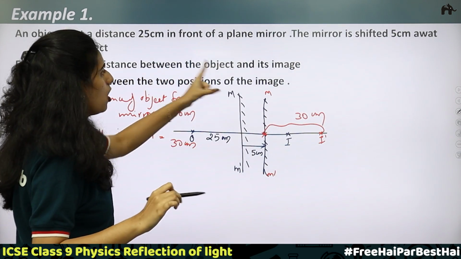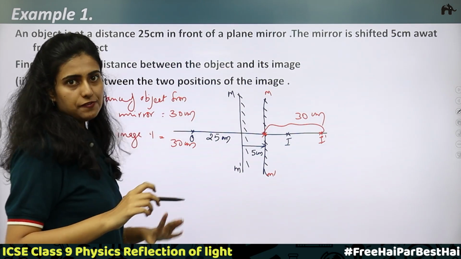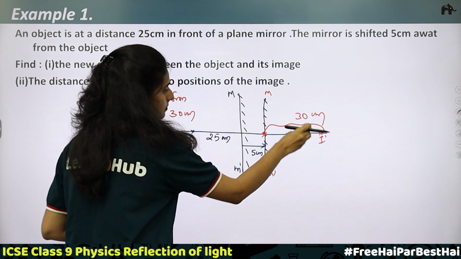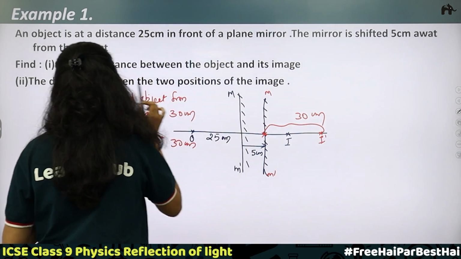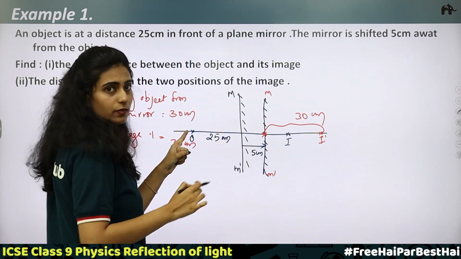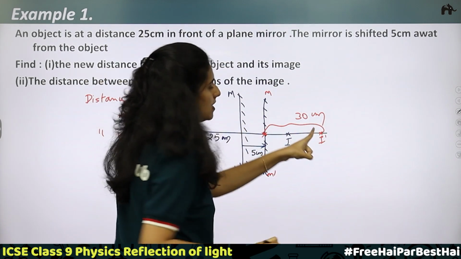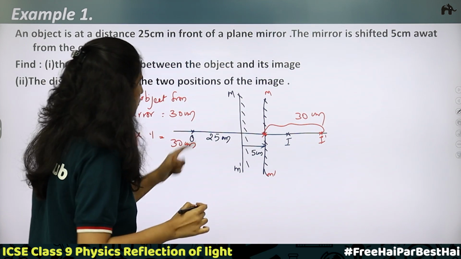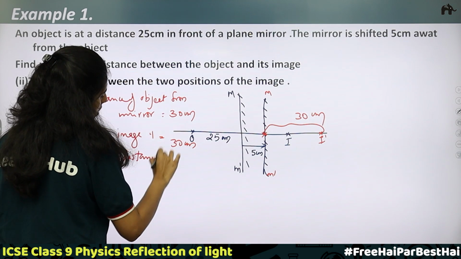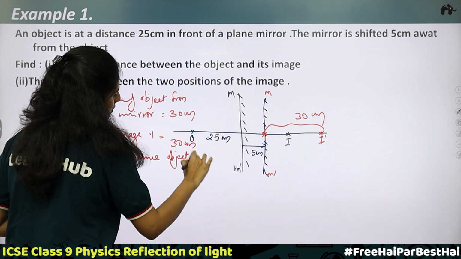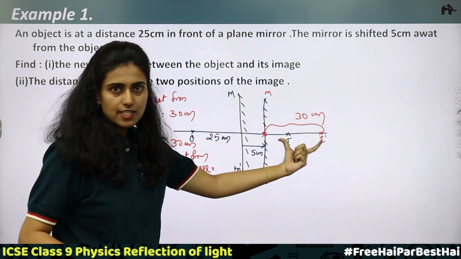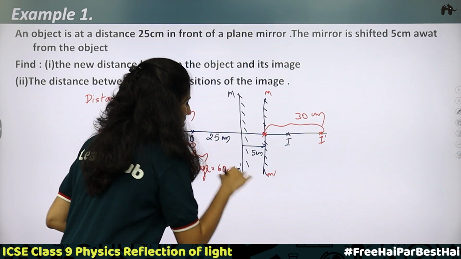The new distance between the object and its image we have to find. The new distance between the mirror and the image we know. We have to find the new distance between the object and its image. So here we have object which is at 30 centimeter and image is at another distance of 30 centimeter. So new distance of object from image will be equal to 30 centimeter plus 30 centimeter, which is 60 centimeter.